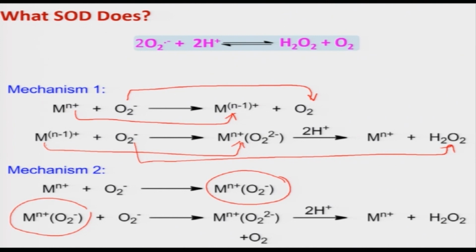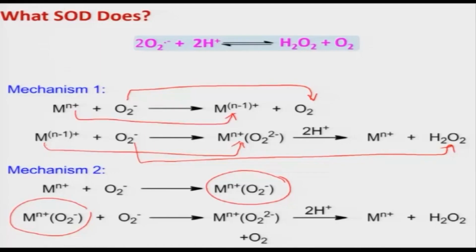So, the beauty here is that the metal ion does not change its oxidation state, rather superoxide converts to oxygen and peroxide, that means oxidation and reduction. In mechanism 1, the metal also gets oxidized and reduced, because the metal ion is redox active. It has been seen that mechanism 1 is actually inoperational.